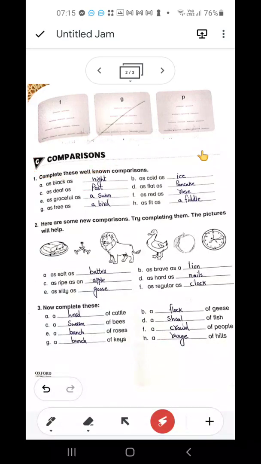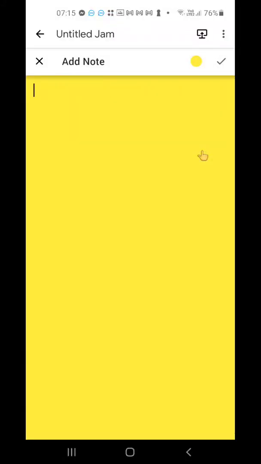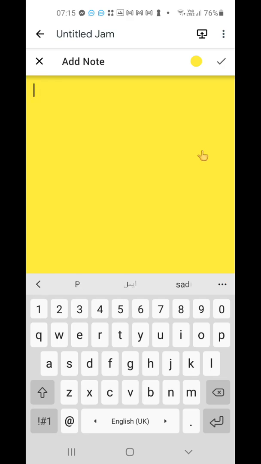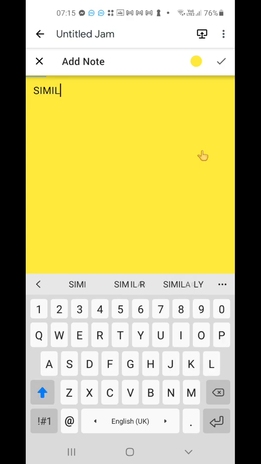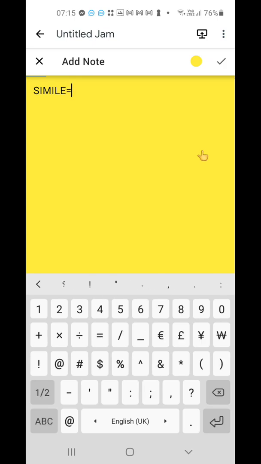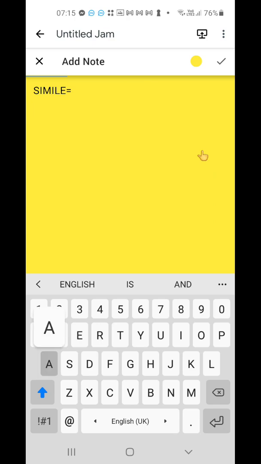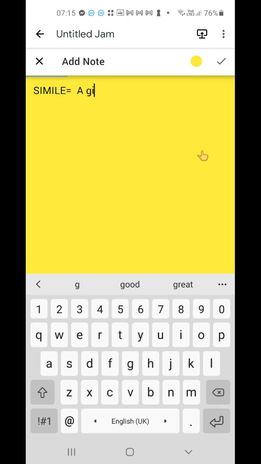Students, comparison means to compare one thing with another. But in the English language, we call these comparisons simile. What do we call them? Simile. Right? So what is simile? Students, simile is a figure of speech. This is an important definition. You need to write this definition in your notebooks as well as on the same page, so that you can remember whenever you do this activity.